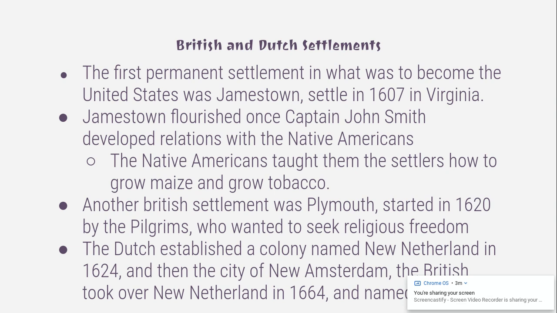The Dutch established a colony. A colony is a settlement of people living in a new territory that is controlled by its parent nation. The Dutch established a colony named New Netherland in 1624, and then the city of New Amsterdam, along with colonies in the Caribbean. The British took over New Netherland in 1664 and renamed it New York. Numerous English colonies sprang up on the east coast of North America. These colonies expanded and pushed the Native American population westward. As before, Europeans brought diseases that ravaged the native populations.